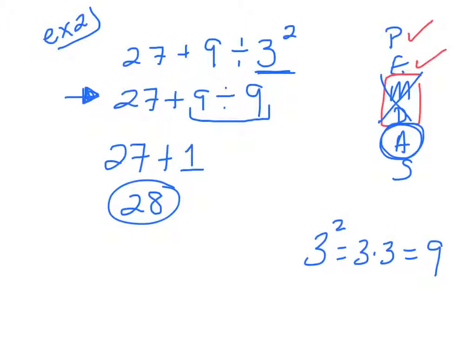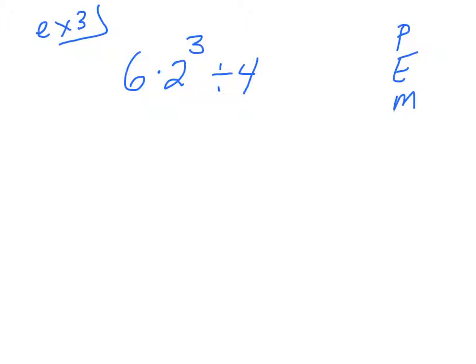All right, let's try another one. Example 3, let's do 6 times 2 cubed divided by 4. And again, I highly encourage people to write out the order of operations. It keeps you honest. First thing, do we have any parentheses? We do not have any parentheses. Do we have any exponents? We sure do have some exponents, so that's going to be our first thing to tackle.